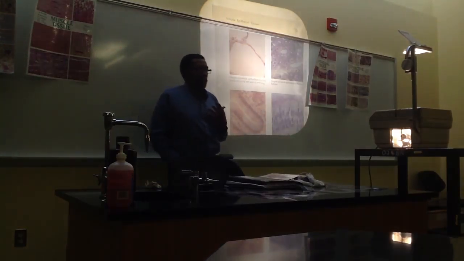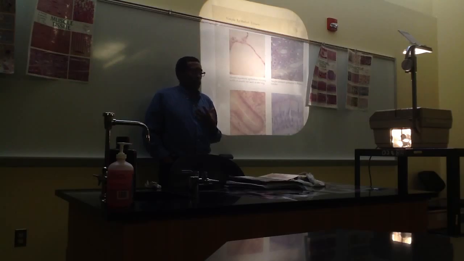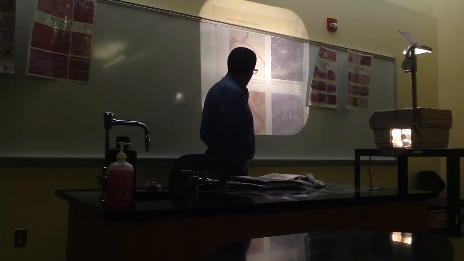I put on the board the 5 types of epithelial tissues that you do have to identify. I think that included simple cuboidal, simple columnar, stratified squamous, pseudo-stratified ciliated columnar, and transitional. So those were the 5 types of epithelium that you're going to have to identify. All right.